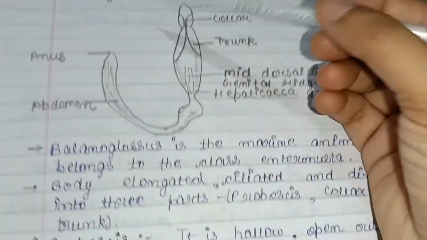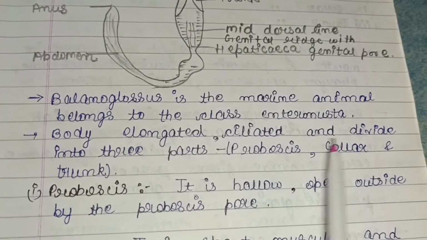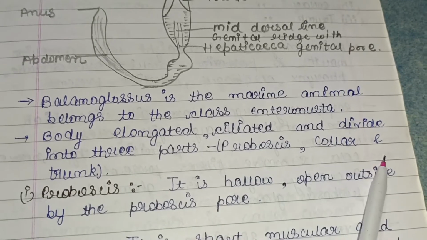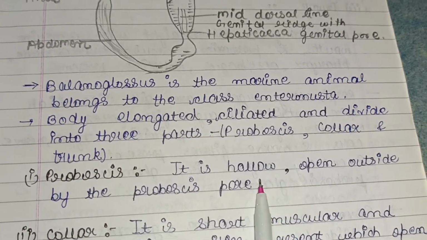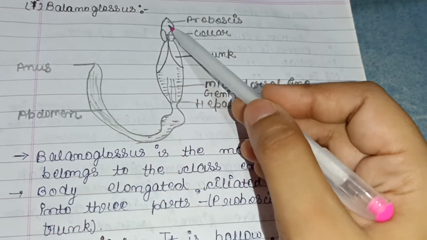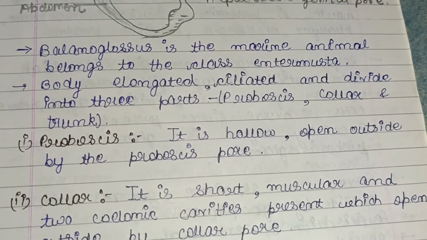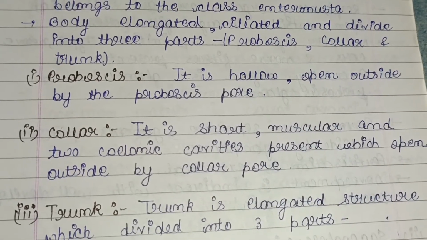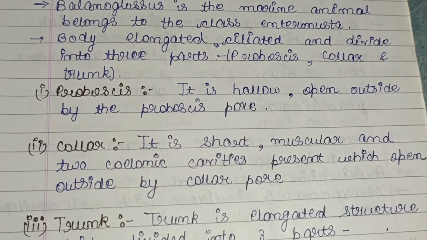Body is elongated, as we can see, ciliated, that is presence of cilia, and divided into three parts: proboscis, collar, and trunk. So proboscis, what is it? It is hollow and opens outside by the proboscis pore. Then collar is short, muscular, and two coelomic cavities are present which open outside by the collar pore.